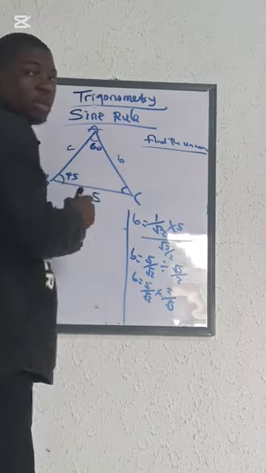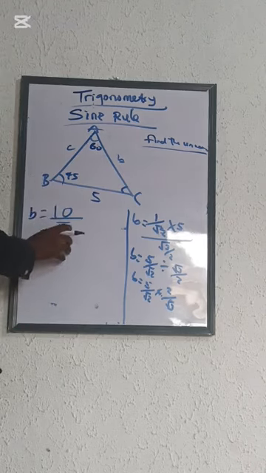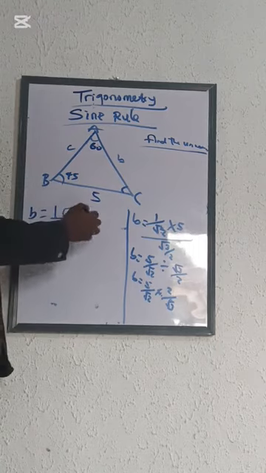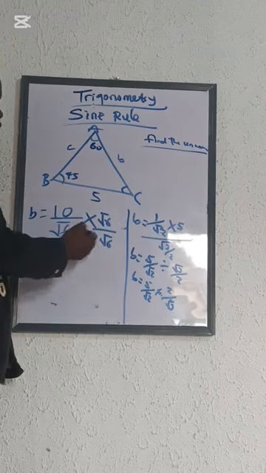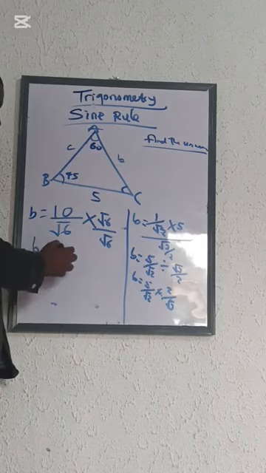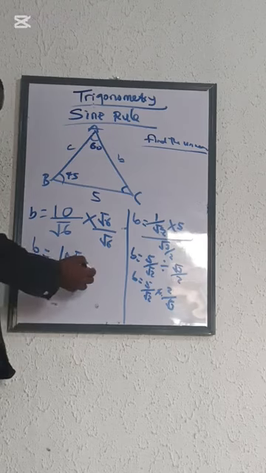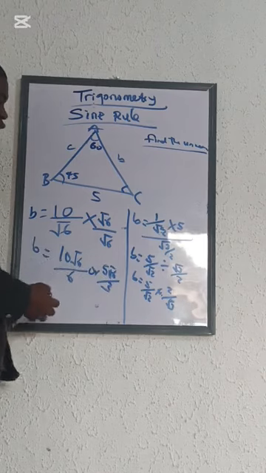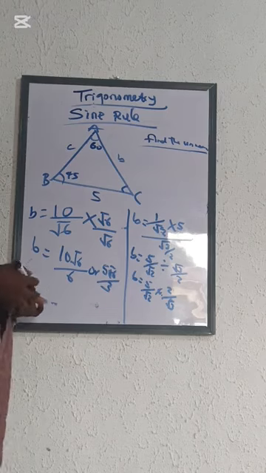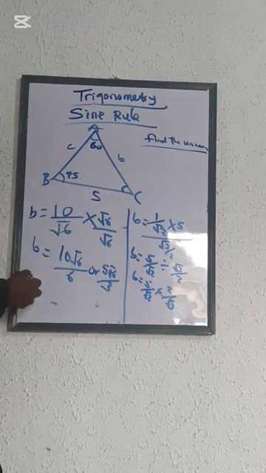Now, this is supposed to be our answer, right? But mathematically, you can't leave your denominator in surd form. So we rationalize, 6 over root 6. So we have b equals 10 root 6 over 6, or 5 root 6 over 3. That's sine rule. So now we can get c.